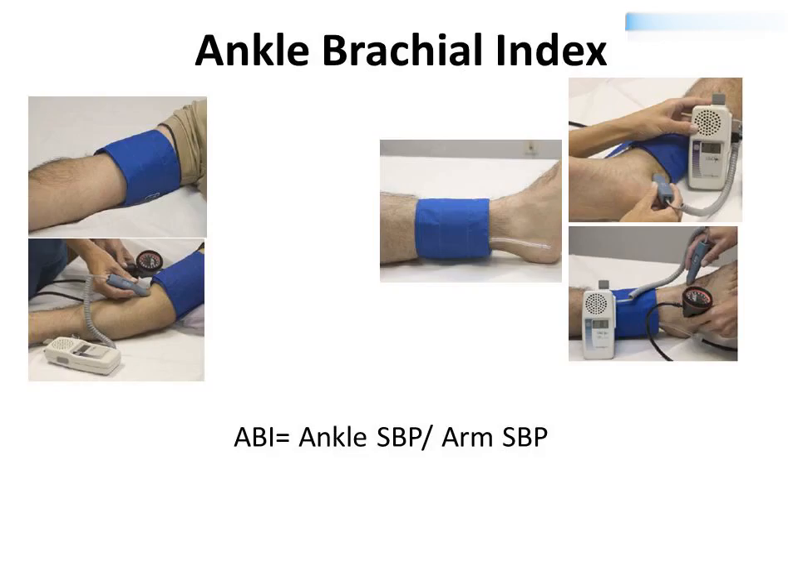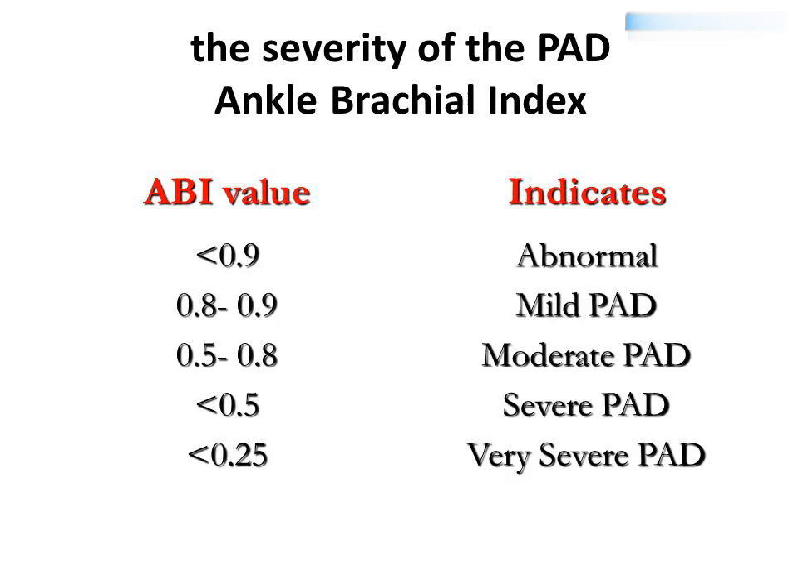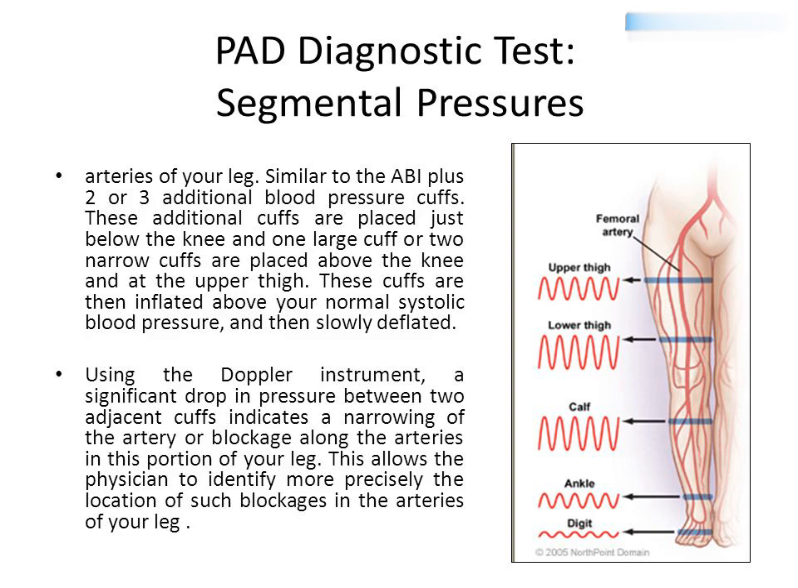Ankle brachial index. ABI equals ankle SBP divided by arm SBP; it indicates the severity of the PAD. An ABI value of less than 0.9 is abnormal. 0.8 to 0.9: mild PAD. 0.5 to 0.8: moderate PAD. Less than 0.5: severe PAD. Less than 0.25: very severe PAD.